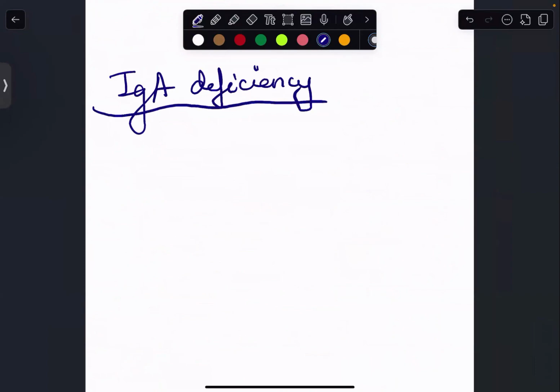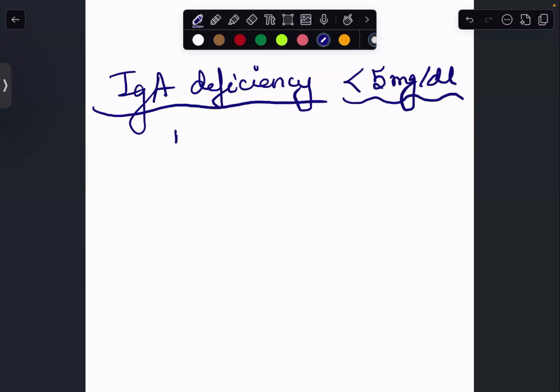That was hypogammaglobulinemia, where all the globulins are low. This is only IgA low. But how much low? IgA is lower than 5 milligram per deciliter. In IgA deficiency, you have to remember a very important thing: it will only occur if the IgA is less than 5 milligram per deciliter. In this case, the B and T cell functions are absolutely normal, which means all the other immunoglobulins will be normal.